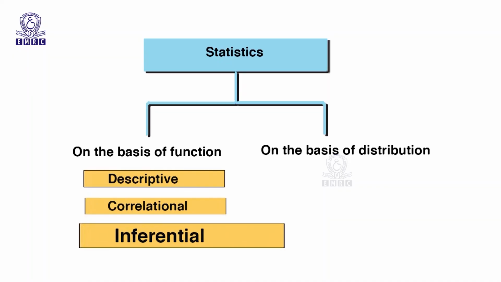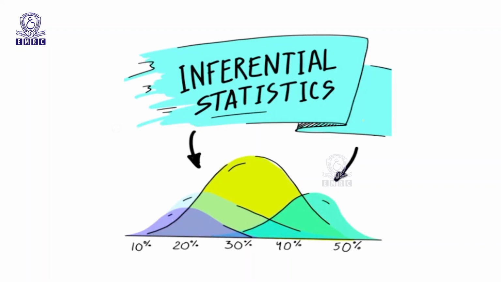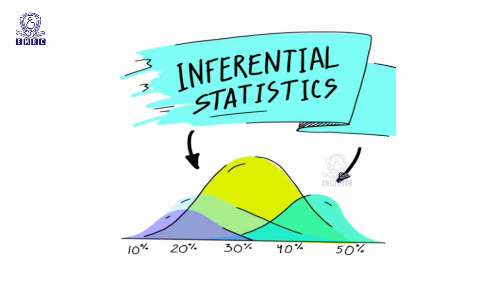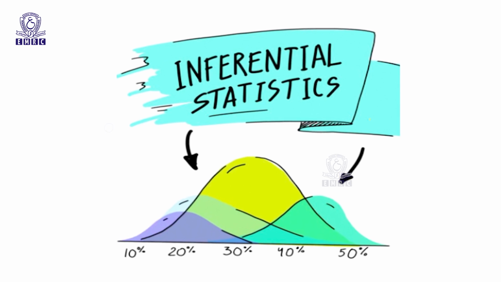The third one is inferential statistics. Inferential statistics deals with the drawing of conclusions about a large group of individuals, that is the population, on the basis of observation of a few participants from them, or about the events which are yet to occur on the basis of past events. It provides tools to compute the probabilities of future behavior of the subjects.